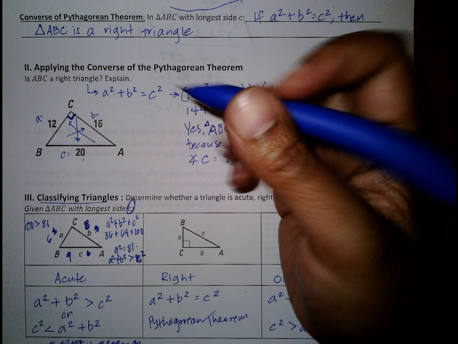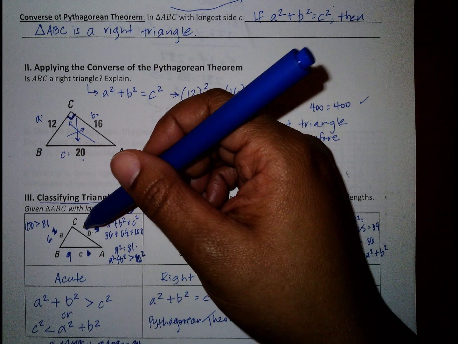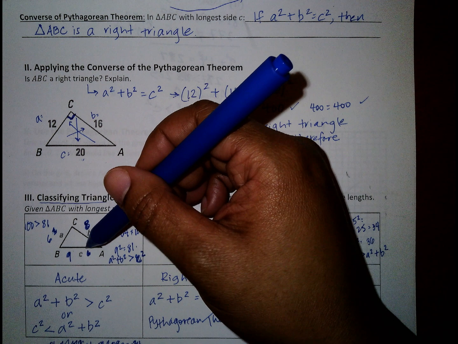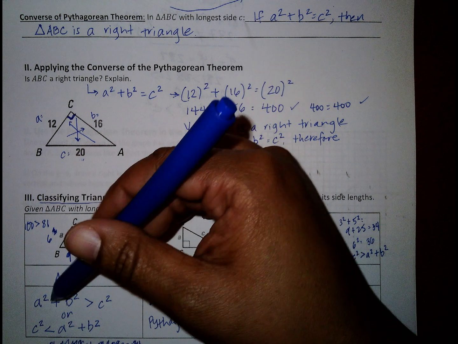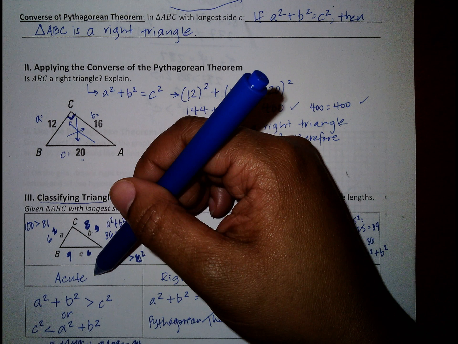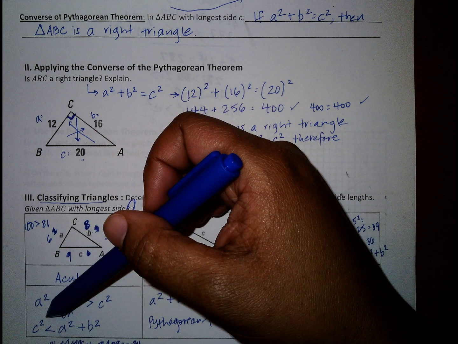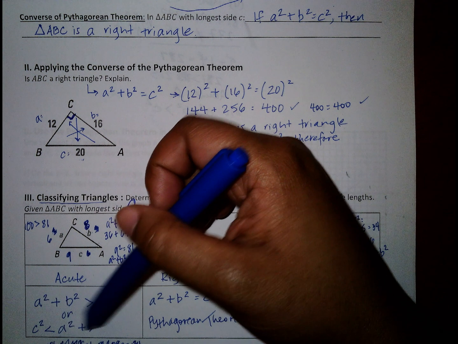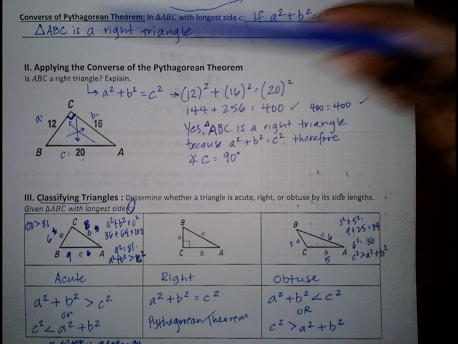And so if we took these two sides, we squared them and added them up, we're getting 100, which is greater than this side c, the longest side squared. And so if a squared plus b squared is greater than c squared, then we have an acute triangle. Another way of saying that is if your longest side squared is less than the sum of your two shorter sides squared, then you have an acute triangle.